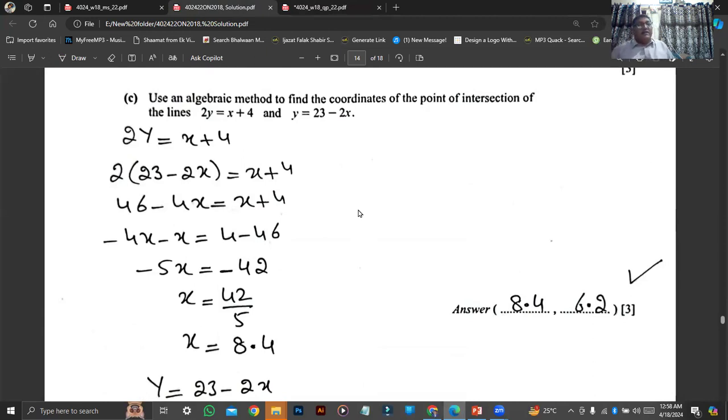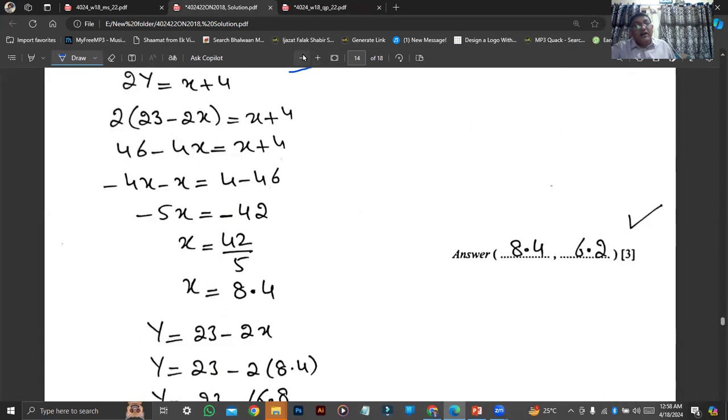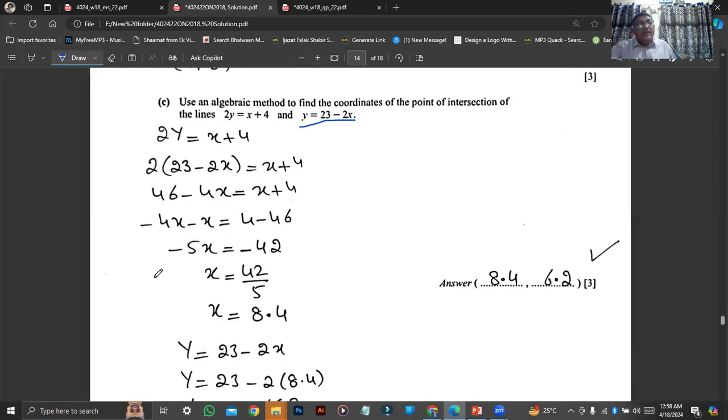Because here we know that 2y equals x plus 4, in the place of y I will substitute this value. So in the place of y, I will write 23 minus 2x. So you will have 46 minus 4x equals x plus 4. So it is minus 4x minus x equals 4 minus 46. So you will have minus 5x equals minus 42. The minus signs cancel. So x will equal 42 divided by 5, and that is 8.4. So the value of x is 8.4.